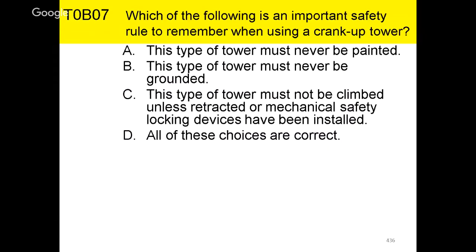Okay, which of the following is an important safety rule to remember when using a crank up tower? Crank up towers are neat. I almost wish I had one here. But one of the things to remember with these towers is exactly what it says. It's a crank up tower, meaning that it retracts down, and then when you want to use it, you would crank it up to the desired height as far as operation is concerned.